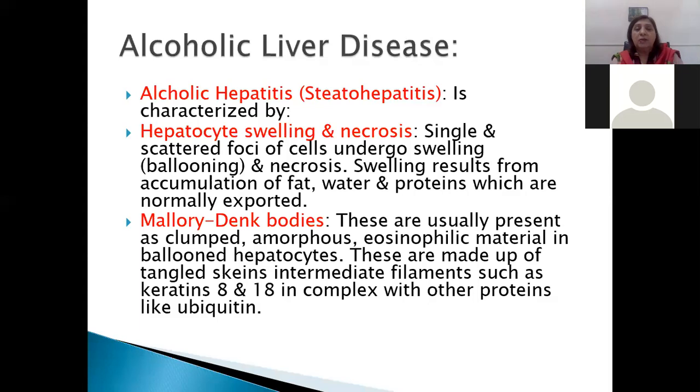In viral hepatitis B, I told you there will be a ground glass appearance of hepatocytes, and in hepatitis C viral infection, there is going to be more lymphoplasmacytic infiltrate present around the hepatocytes. But in case of alcoholic hepatitis, Mallory-Denk bodies are seen, which are dark eosinophilic material present within the hepatocytes, and this is composed of tangled skeins of intermediate filaments such as keratin 18 and 8 in complex with another protein, which is ubiquitin.